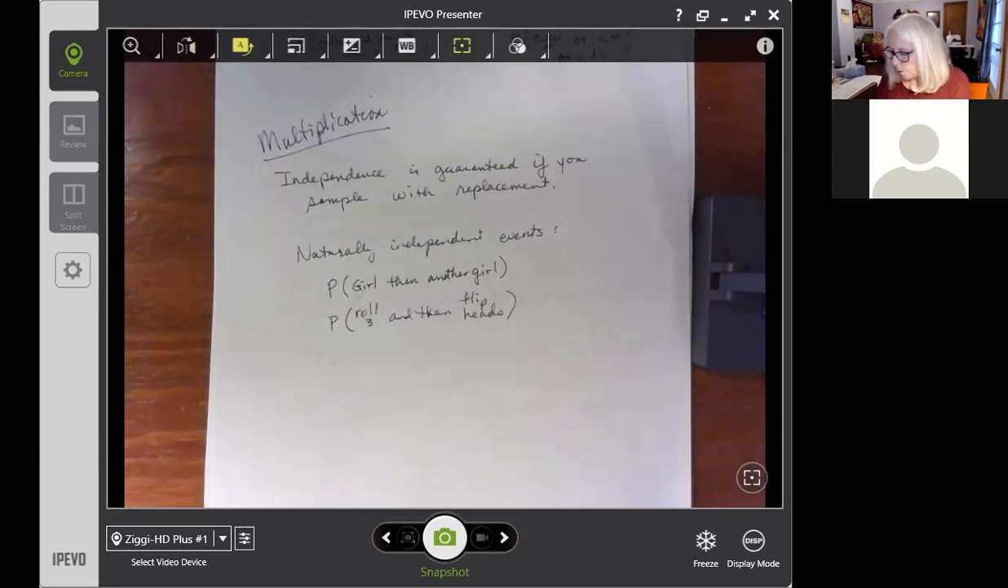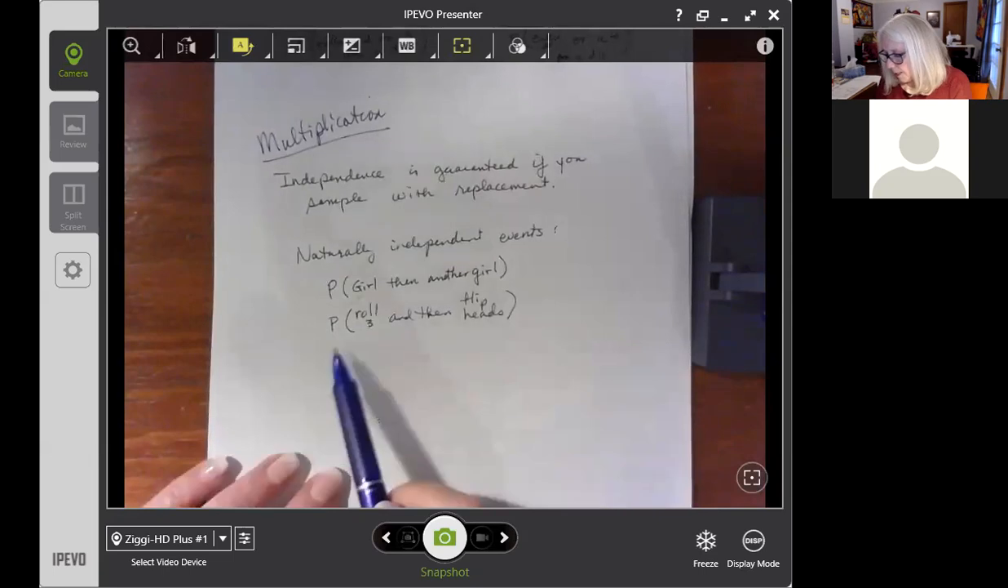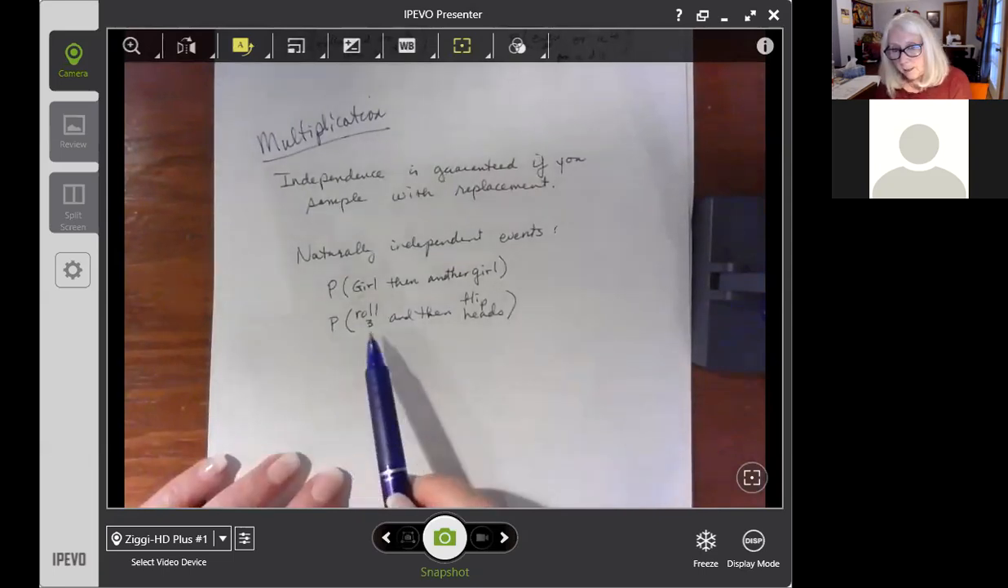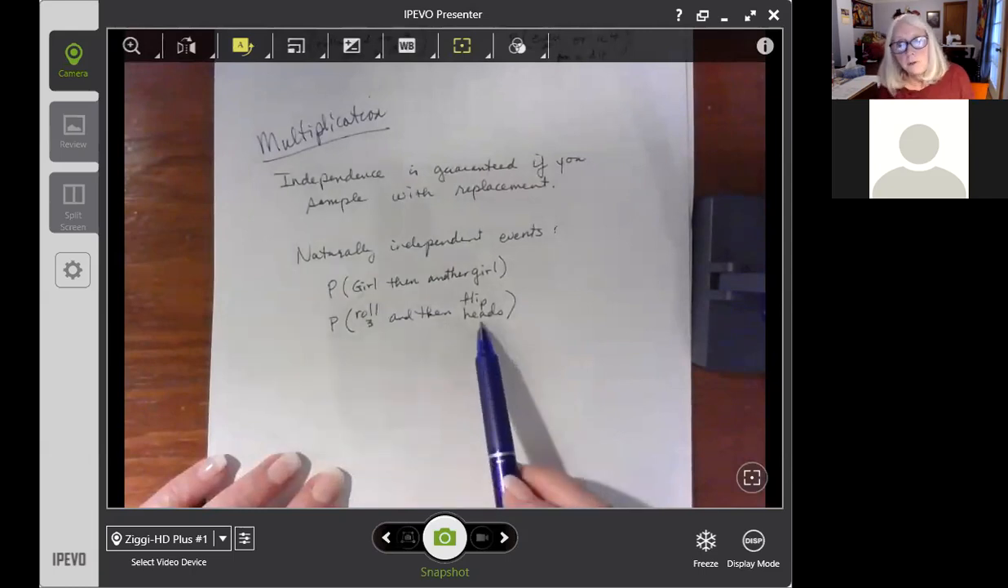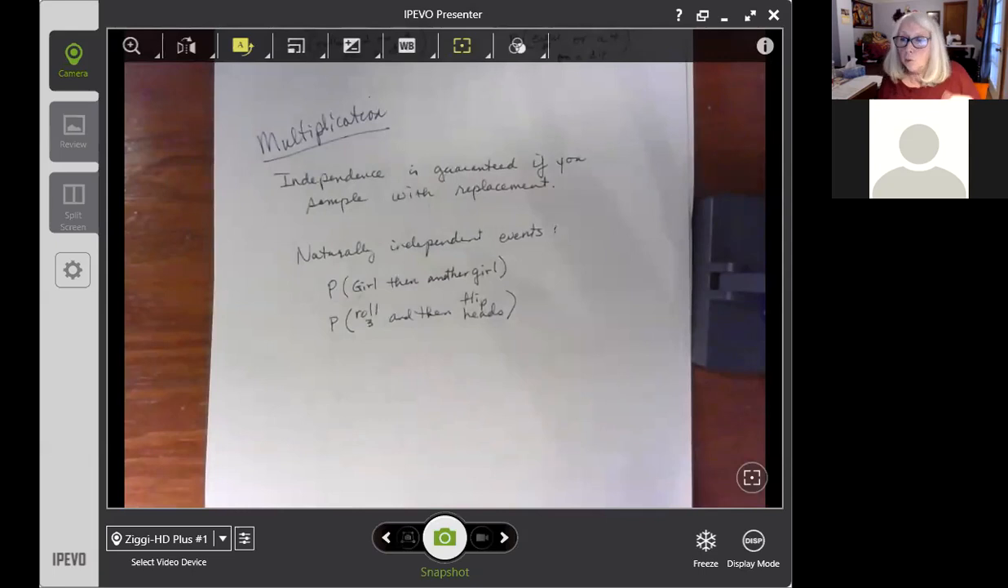Or, for example, if I wanted to know the probability that if I rolled a 6-sided die, I would roll a 3, and then I flipped a coin, I would flip a head, those 2 things are also independent. The rolling of the die cannot affect the flipping of the coin. But there are a lot of things we deal with that are not naturally independent.